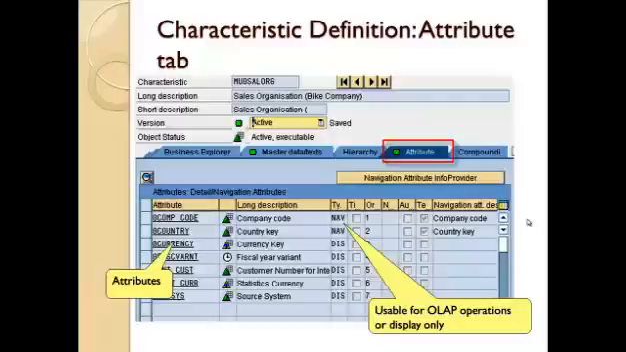Notice that those attributes are actually info objects themselves that have already been defined in the system, so that we can include them here as the attributes for the new info object, sales organization, we are trying to create at this point. And then for each attribute, we can define it as either a navigational or display attribute, which we'll talk more about next.